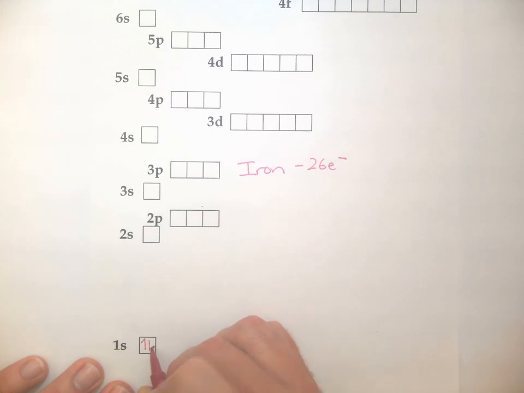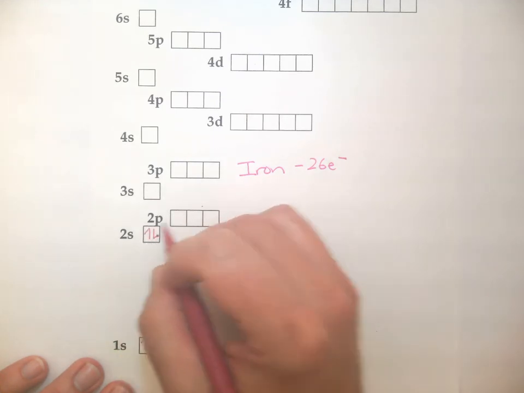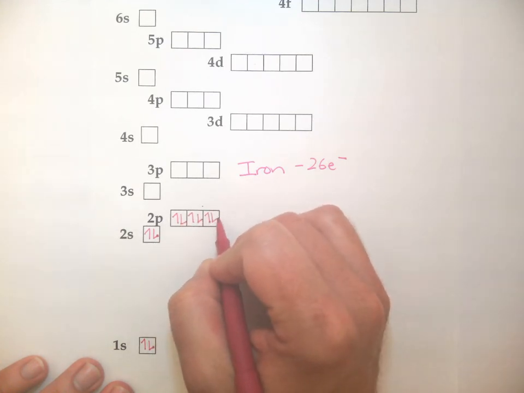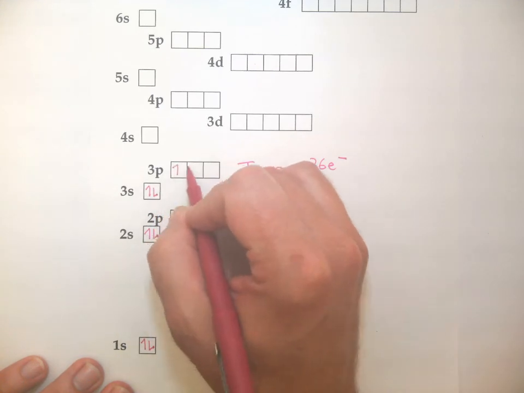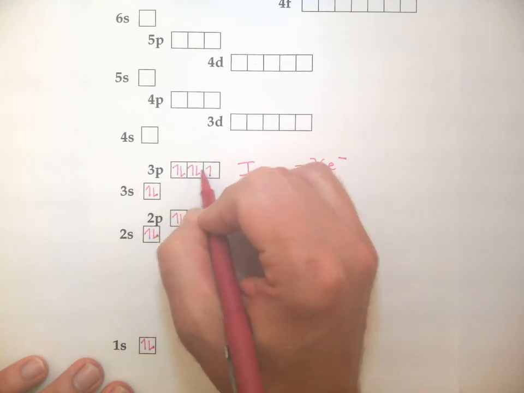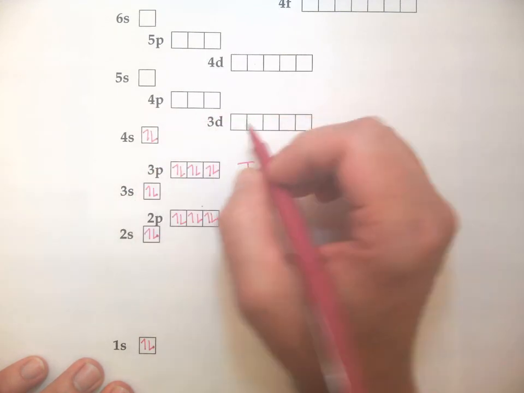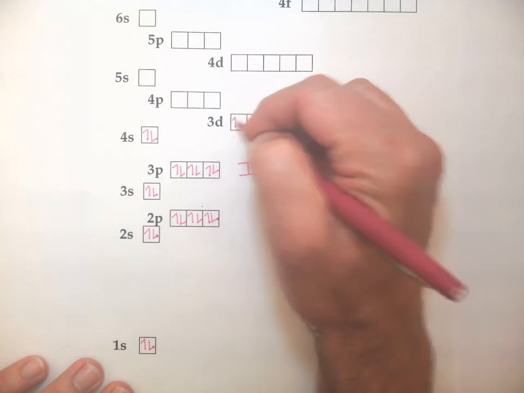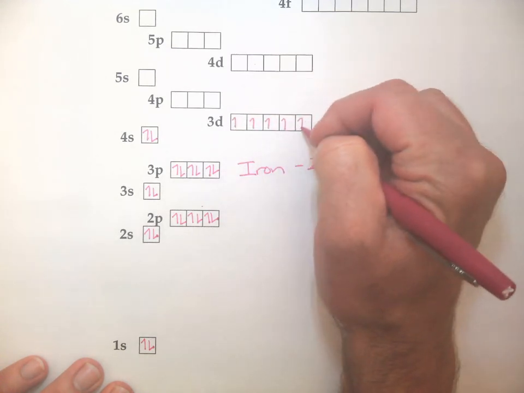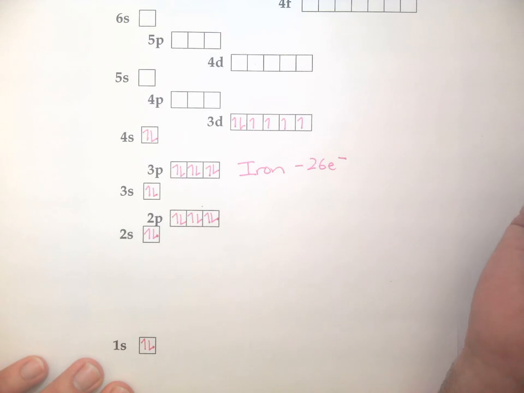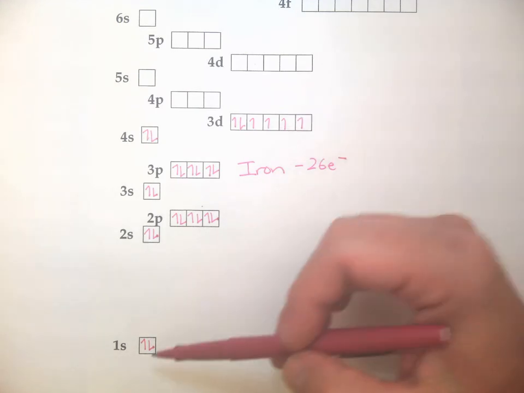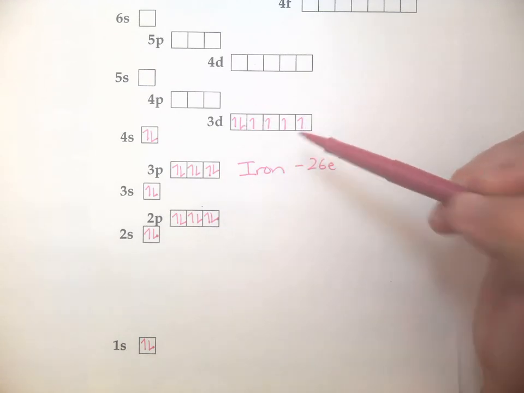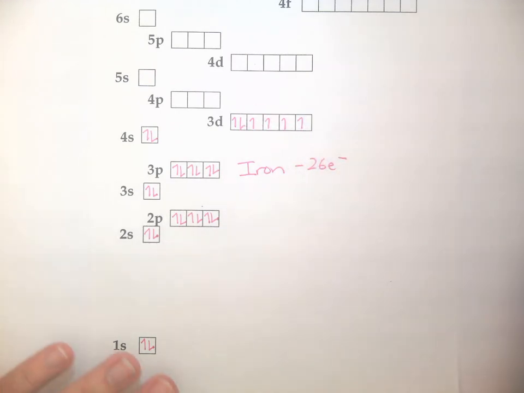So 1, 2, 3, 4, remember 1 per orbital, 5, 6, 7, 8, 9, 10, 11, 12, 13, 14, 15, 16, 17, 18, 19, 20. And then here we jump over to the 3Ds because they're next. And again, 1 per orbital, 21, 22, 23, 24, 25, 26, and we're done. So the configuration for iron has all of these jammed full of electrons, whereas we've got these 3Ds with some all by themselves. Again, following the rules.